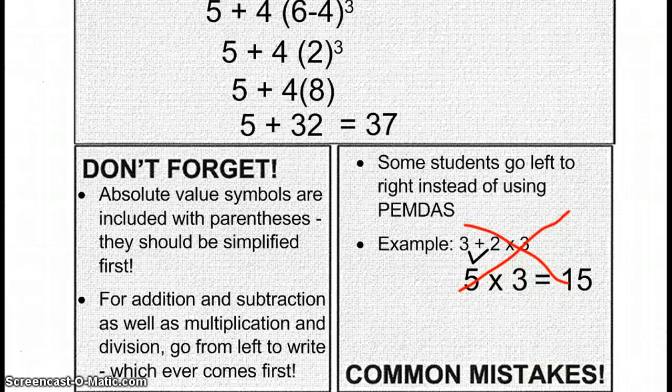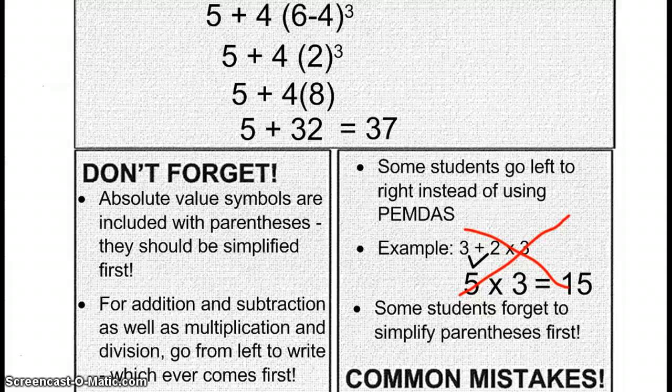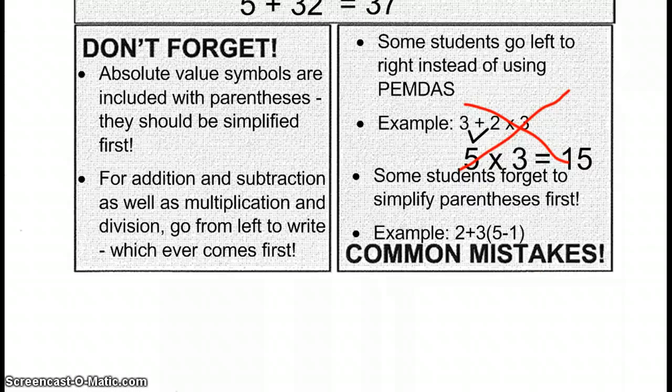Another common mistake that students make is that they forget to simplify the parentheses first. Here's an example. If we had the problem 2 plus 3 times the quantity 5 minus 1, some students accidentally forget to simplify the parentheses and they add the 2 plus 3 first to get 5. So they would continue the problem, subtract 5 minus 1 to get 4, and then end up with 20 as the answer. This will also lead to an incorrect answer. You want to make sure you avoid that mistake too.